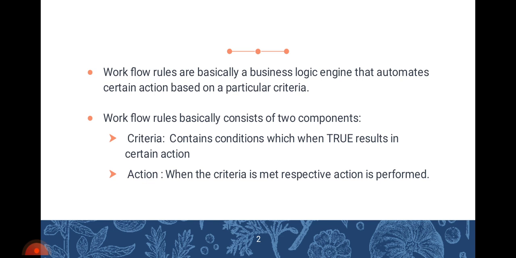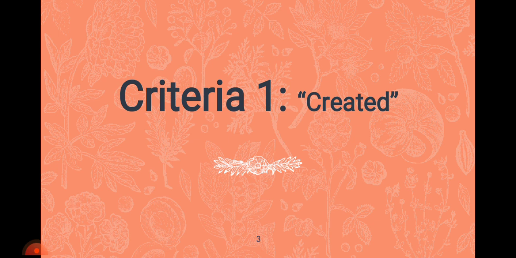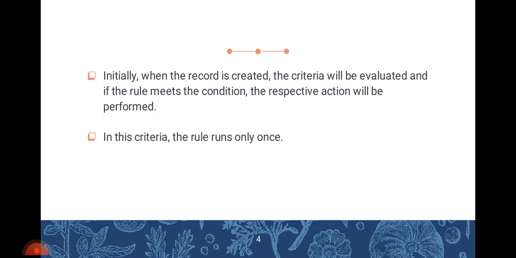Now let's deeply understand the difference in this criteria along with an example. Criteria 1 is created. According to this criteria, initially when the record is created, the criteria will be evaluated, and if the rule meets the condition, the respective action will be performed. In this criteria, the rule runs only once. That means if the record is updated and it is again satisfying the rule, the criteria will not be evaluated.